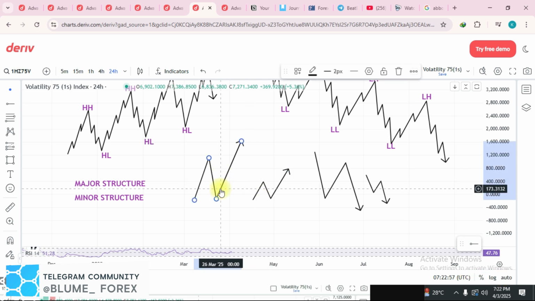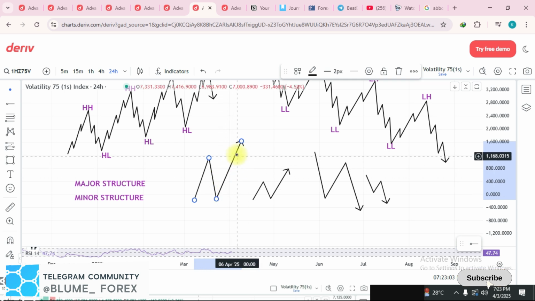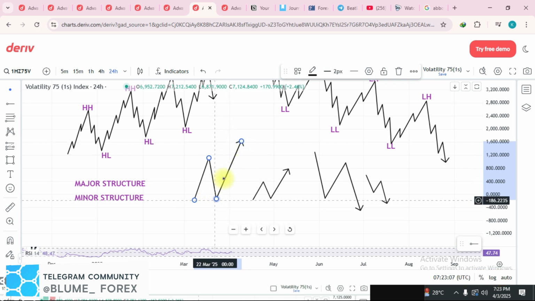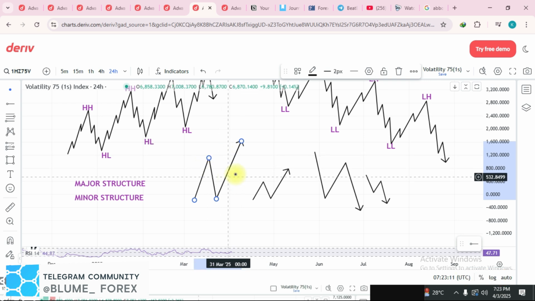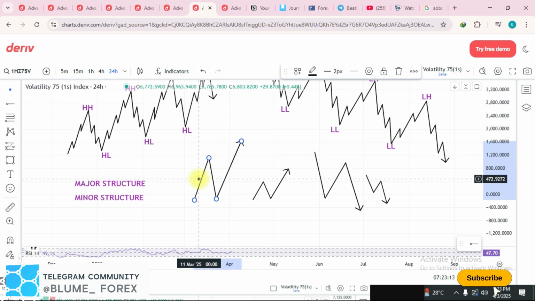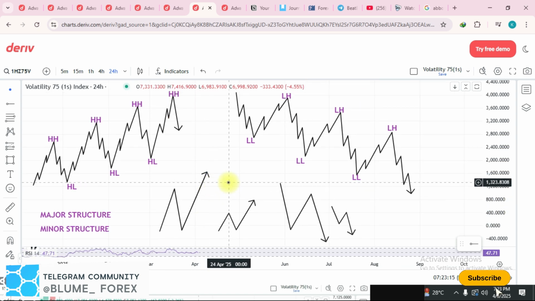Now once you pick your major structure range, let's say in an uptrend market, whatever higher high and higher low falls within that, before the last low or the last high of that major structure, will be your minor structure or internal structures, right? Same for a downtrend market.